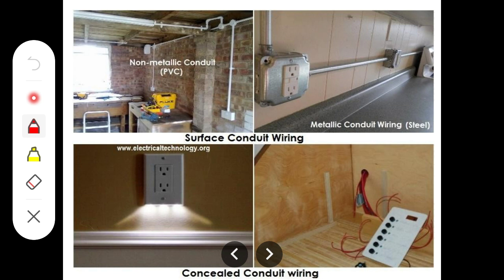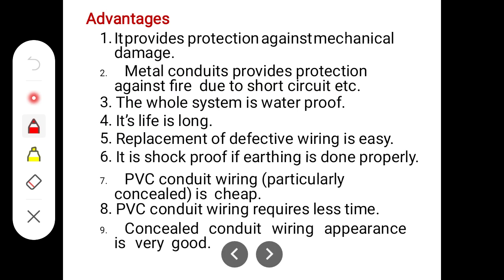So here we can see the conduit system, surface conduits. Here are the advantages: protection against mechanical damage. Metal conduits provide protection against fire due to short circuit. This whole system is waterproof and lifelong. Replacement of defective wiring is easy, and shock-proof earthing can be done properly. PVC conduits are cheap and require less time. Concealed conduits have a very good appearance.